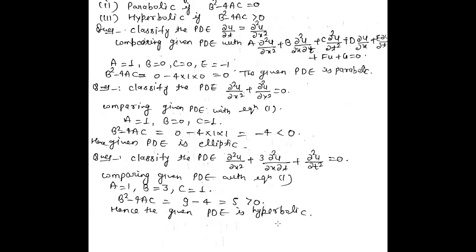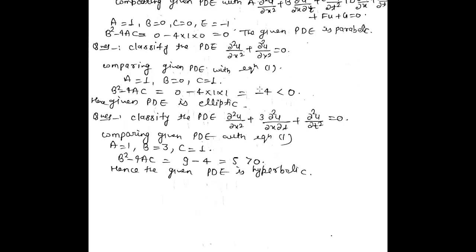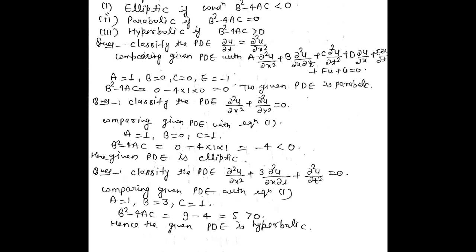That means for the classification, we have to learn only three conditions: elliptic, parabolic, and hyperbolic, right? If your PDE is elliptic, then this is your Laplace equation. If the PDE is the Laplace equation, then we can say it is also elliptic. If your PDE is parabolic, then it will be the heat equation. If your PDE is hyperbolic, then this is your wave equation, right? So we have all our three conditions and also three examples here.